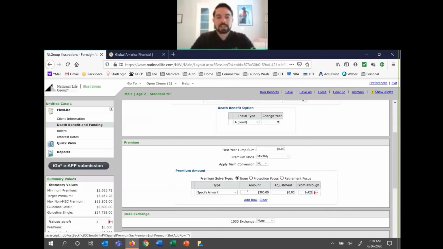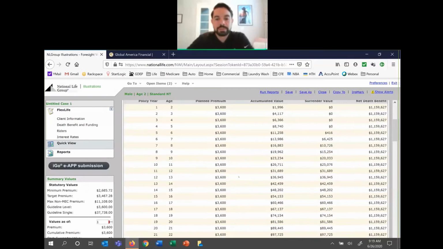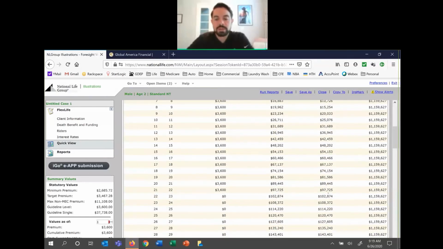And then we pause and we go to quick view and see what those numbers look like. So in this situation here, the child had a $1.1 million policy. Seems a bit high for a 2-year-old, okay? So we have to play with those numbers here in a minute. But you'll see here, at age 22, about $97,000 of cash value at that time, okay?